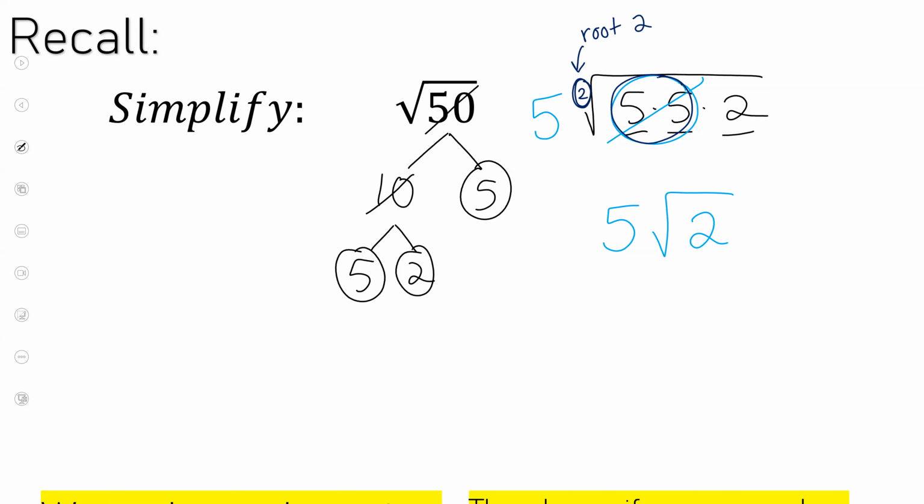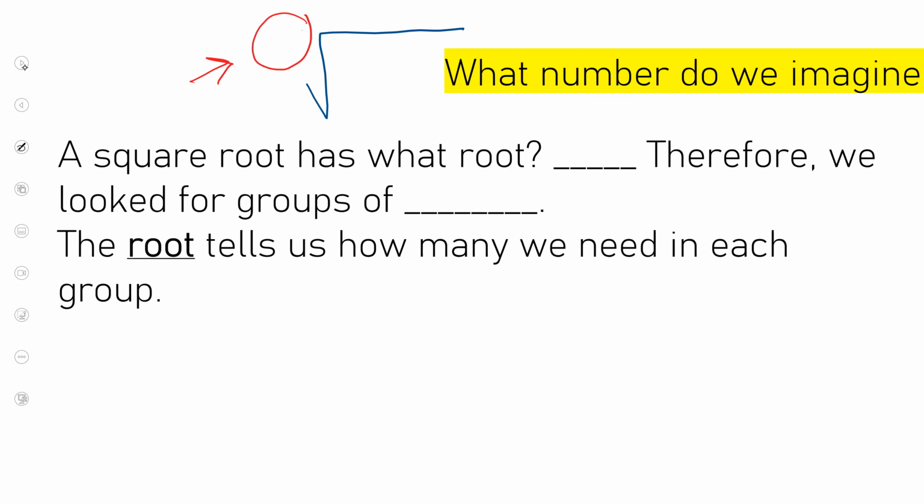Okay, now what we are going to do today. So let's just recall this real quick. The number that you can imagine right here is a 2. So a square root has what root? The answer is 2. Therefore, we looked for groups of 2. So the root tells you how many we need in each group, okay? If you just have a plain old square root, that means you're looking for groups of 2 because you can imagine a 2 right there, okay?